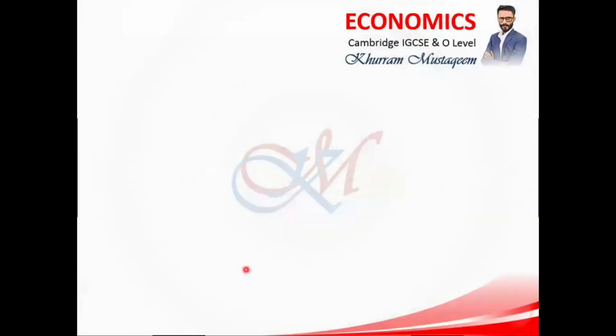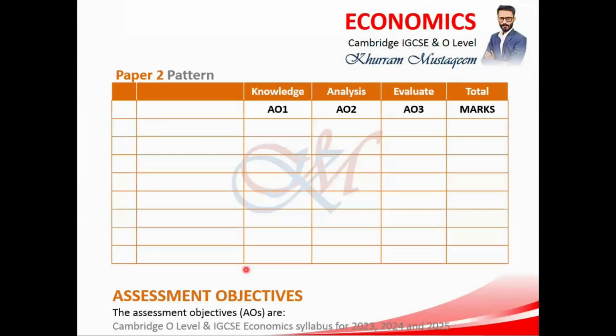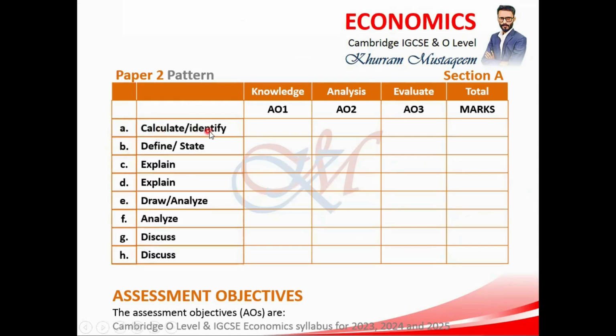Assessment objective of paper 2, section A. As you know very well, section A has questions A, B, C, D, E, F, G, H with the words: A calculate, identify; B define, state; C explain; D explain; E draw, analyze; F analyze; G discuss; H discuss.